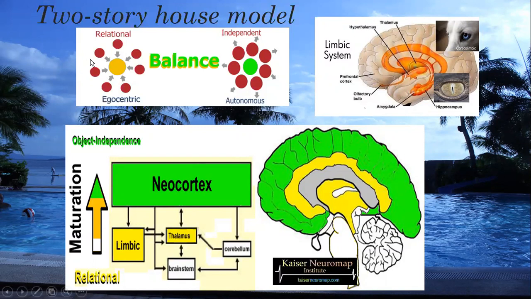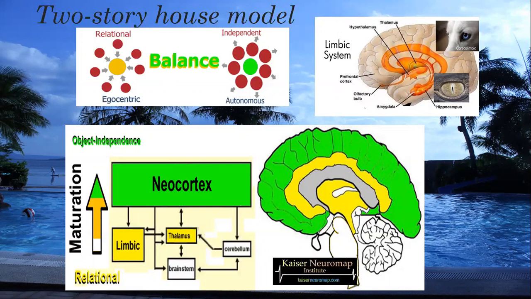So we go from relational thinking, that's when the limbic system's dominating, to object thinking, where we realize things are independent of us. And we want to find a balance point because we do alter the world around us, and that's relational, but a lot of things are still independent. So we want to find that balance point and let the neocortex dominate.